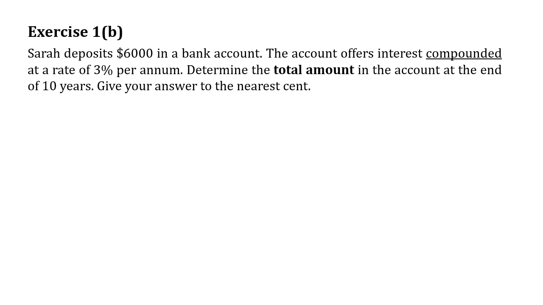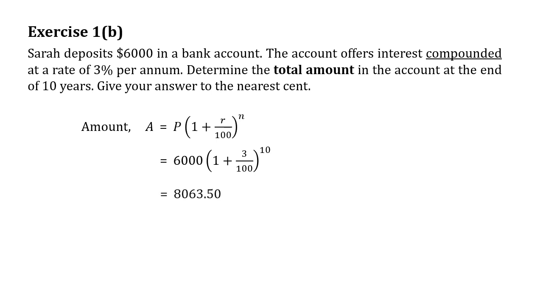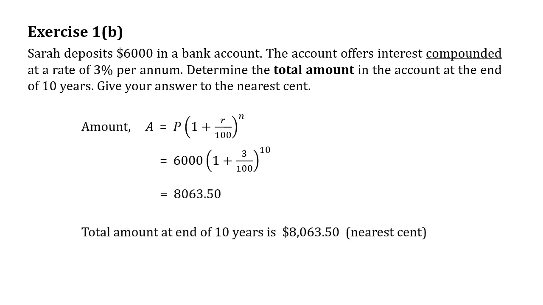So in exercise 1B, what you have is the deposit amount, and we are told in the question that the interest is compounded. So we know to use the compound interest formula, and the rate is 3%. Question is asking for the total amount in the account at the end of 10 years. So we can immediately use the formula, and we know this formula will give us the answer we are looking for. So by substituting P equals 6,000, R equals 3, and N equals 10, we will be able to get the amount. So at the end of 10 years, this is what we have to the nearest cent.